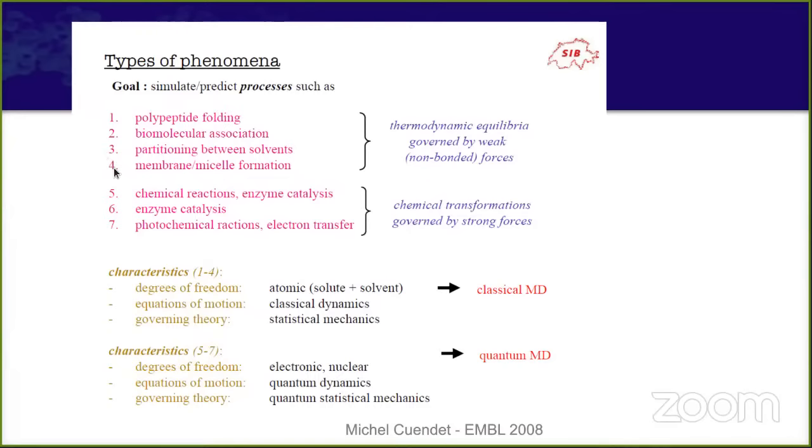Now, for the first four types of reactions, all these kinds of reactions are governed by thermodynamic equilibrium. They are governed by very weak non-bonded forces of attraction between different systems. On the other hand, the next three reactions are often governed by chemical transformations, and these are driven by the strong nuclear forces which take effect. The first four types of reactions can be understood with the help of simple atomic degrees of freedom and the equations of motion. And we can estimate those by using classical molecular dynamics, the most standard one.